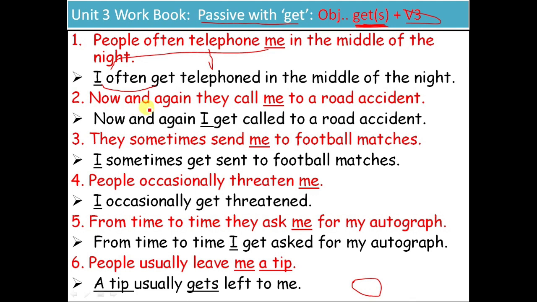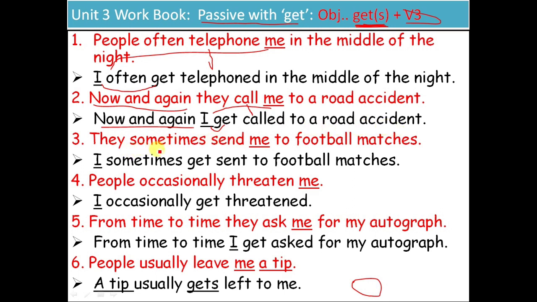Similarly, now and again they call me to a road accident. So the frequency marker is given at the beginning. So in passive, use it in the beginning. Now and again, the object is me, therefore here I takes get, therefore I get. V3 of call is called to a road accident. Now and again I get called to a road accident.